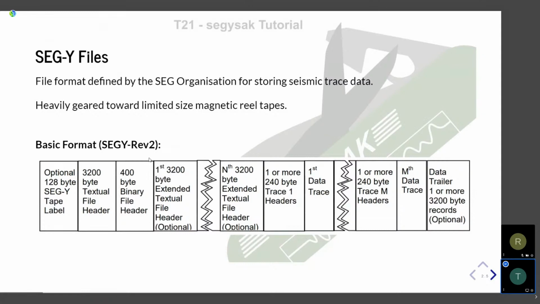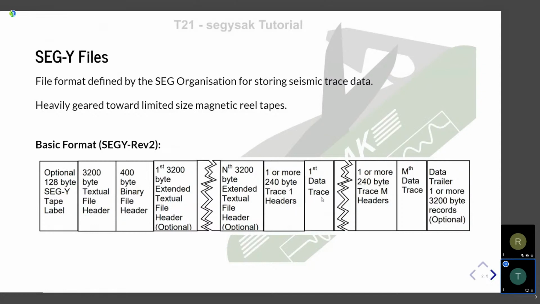Later on, with the Rev2 file format, they introduced this extended textual file header. It's not often used, but SEG-Y is capable of handling that. And then you have basically the data, which is split into a sequential series of headers and trace data. And within the 240 byte trace headers, you'll have all the information that you need about the geometry of the files. So the trace numbering, the X and Y location, the inline and crossline number if it's 3D, the offset if it's gathers, and so forth.